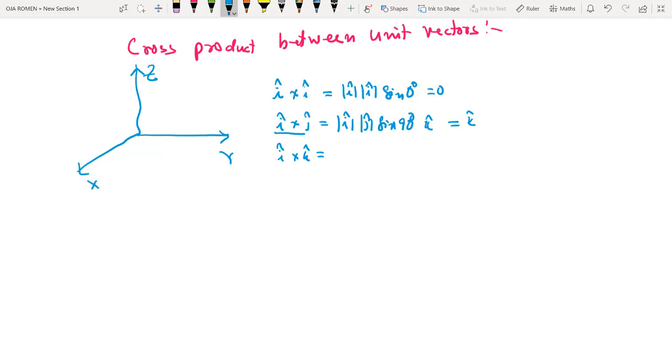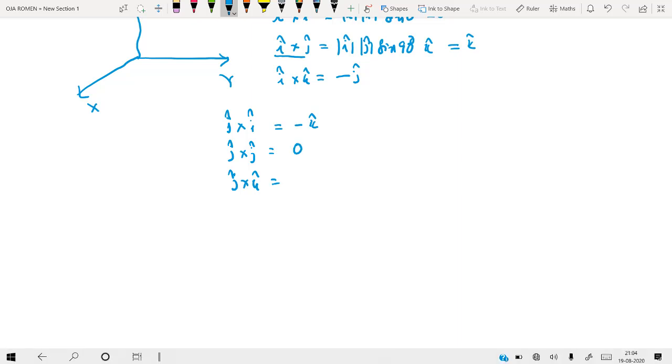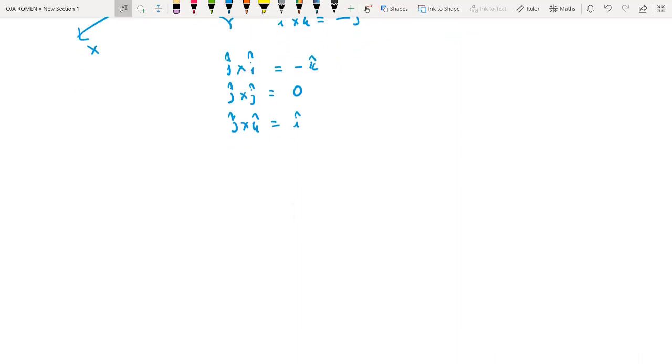Similarly, I cross K will be minus J, and J cross I, J cross J, J cross K. So J cross I is minus K, J cross J is 0, J cross K is I, and K cross I, K cross J, K cross K. K cross K will be 0.